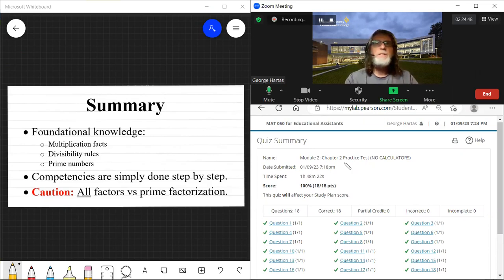As you saw from the practice test, it is assumed that you possess the foundational knowledge of multiplication facts, divisibility rules, and prime numbers, which are used in many of the problems. Competencies such as finding all factors of a number, prime factorization, determining the least common multiple, reducing, multiplying, dividing, adding, subtracting, and mixed number conversions are merely procedural that you must do in steps. Make sure you know the difference between finding all factors of a number and prime factorization, because it is a common mistake for students to confuse these two competencies.